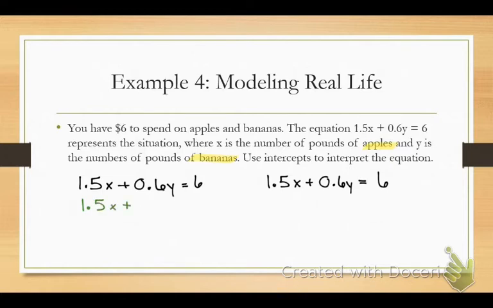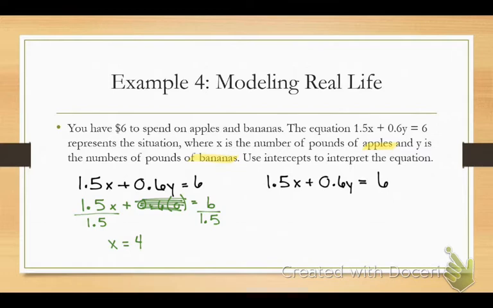1.5x plus 0.6 times 0. Anything times 0 is what, guys? That's gone, okay? So now, what do I divide by to solve for x? 1.5. Divide by 1.5. What is 6 divided by 1.5? x equals 4. Okay? I'm going to give you a chance before I tell you what this means. Go back and look at what x stands for.